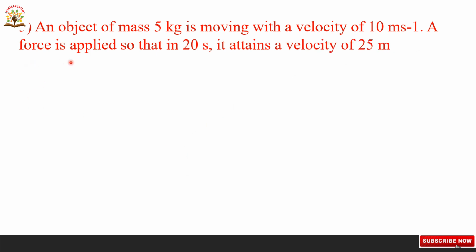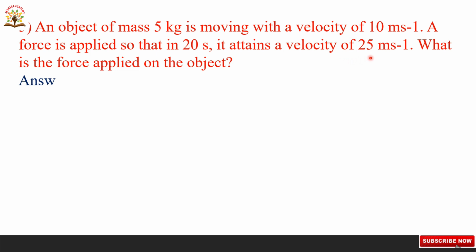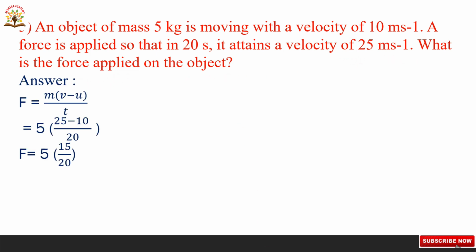A force is applied so that in 20 seconds it attains a velocity of 25 meters per second. What is the force applied on the object? Here in this question, they given mass 5 kilogram and initial velocity 10 meters per second and final velocity 25 meters per second in 20 seconds. We have to calculate the applied force.